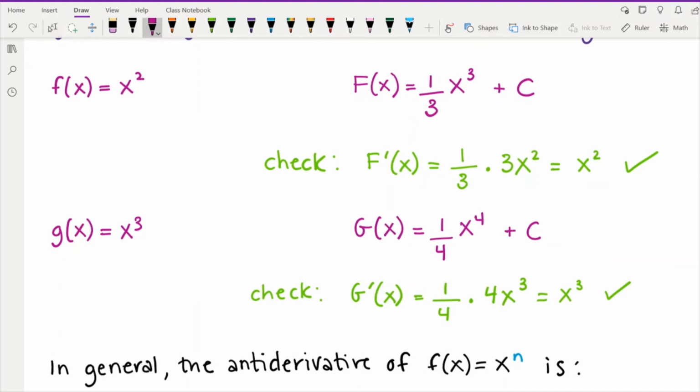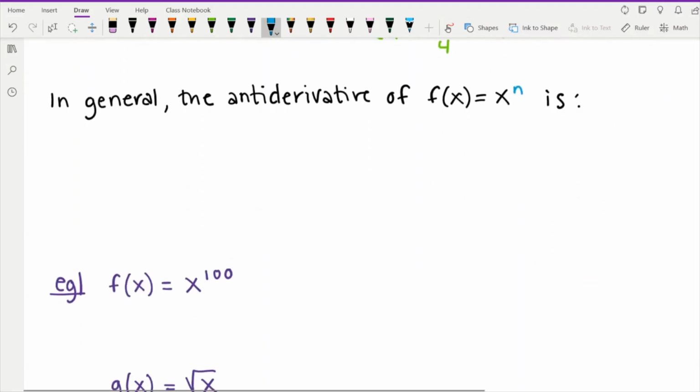So notice what the pattern is here. If we look at the exponent in our original function, and then we compare that to the exponent in the antiderivative, the one in the antiderivative is 1 bigger. And that's just because of how the power rule works when you take derivatives. So similarly here we have 3 and then we have 4. And then what is the coefficient going to be? Well, the coefficient is always going to be the reciprocal of that new exponent because it needs to cancel out with the exponent when it gets brought down using the power rule.